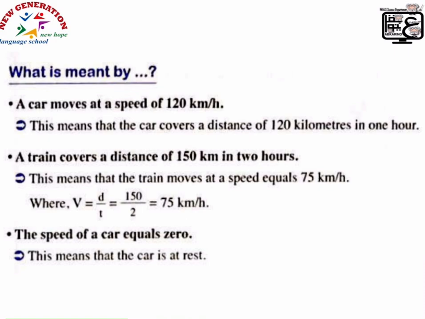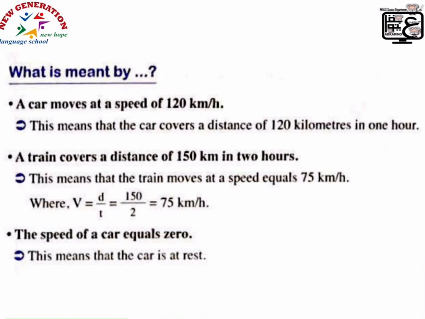A train covers a distance of 150 kilometer in 2 hours. In 2 hours here you will change, so you will apply the law of speed. Here you will say V equal D over T, D equal 150, T equal 2, so it will be 75 kilometer per hour.